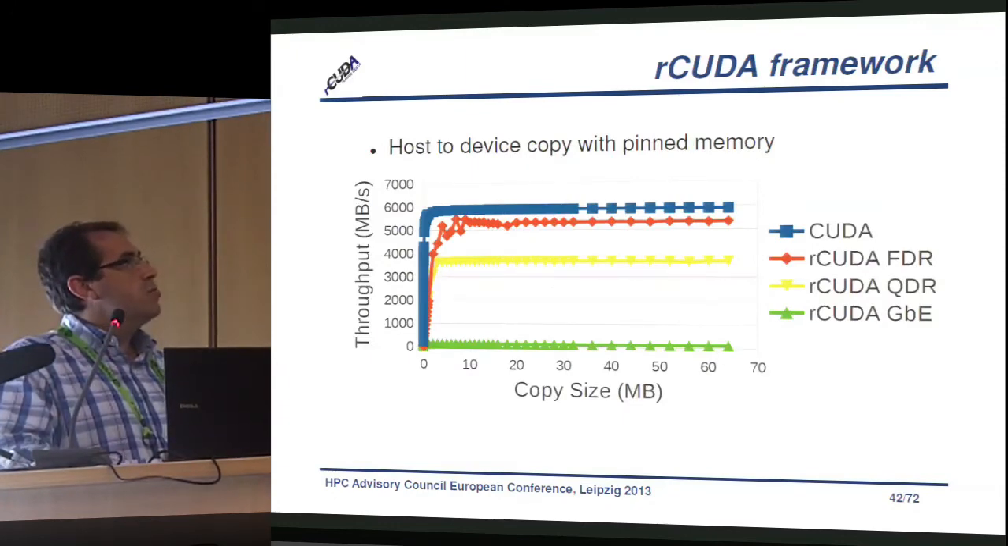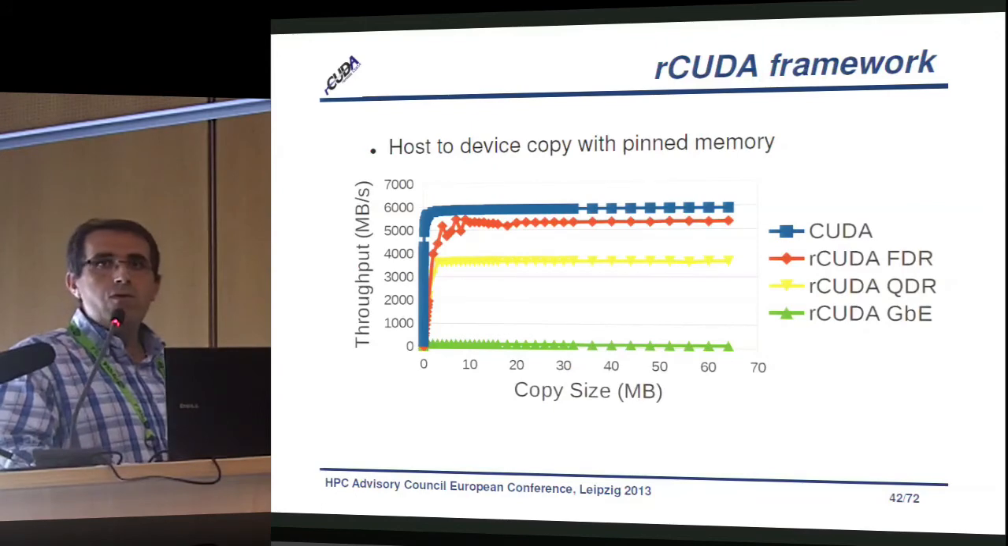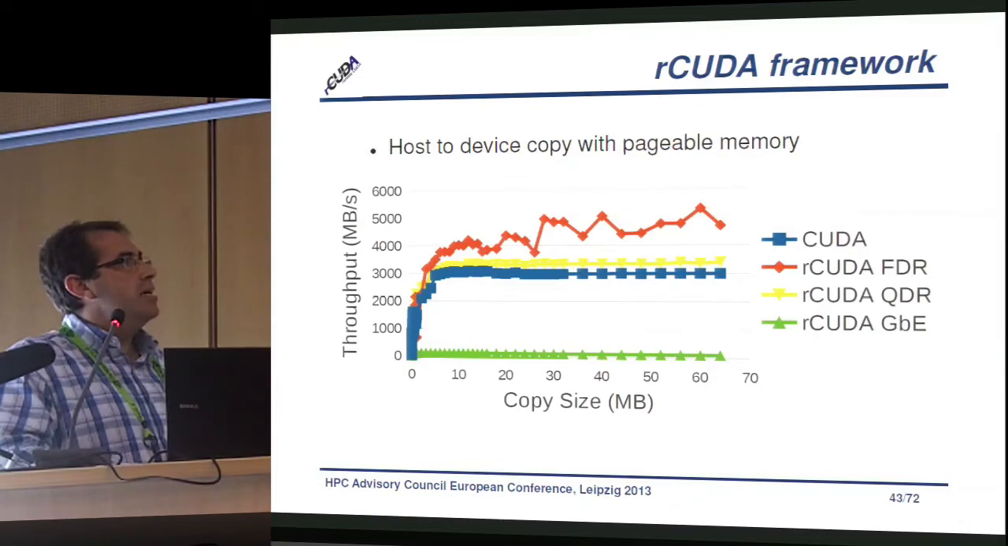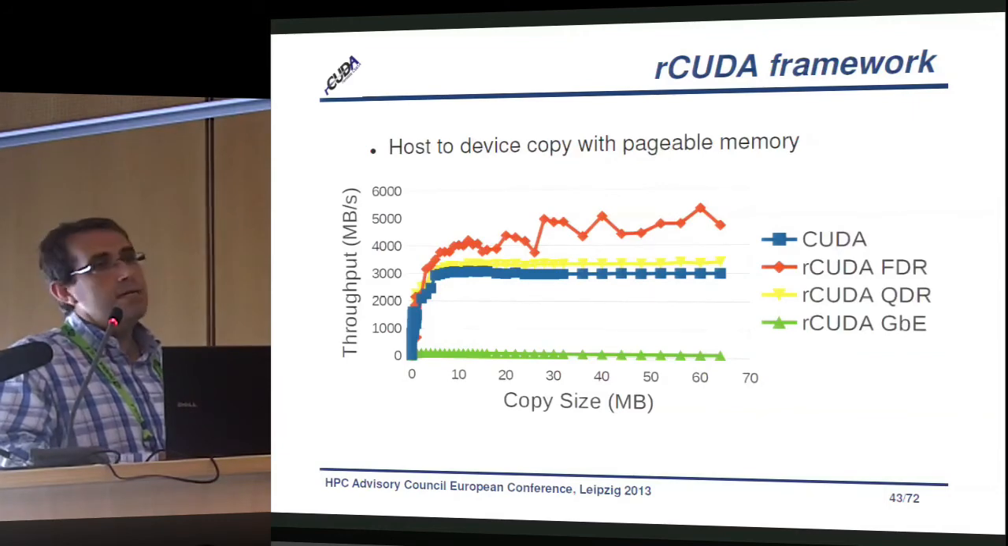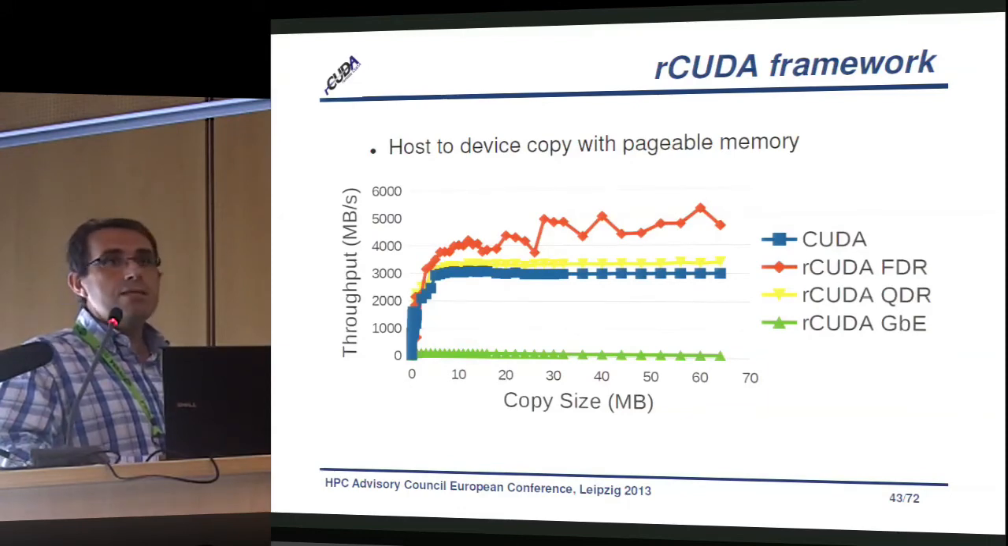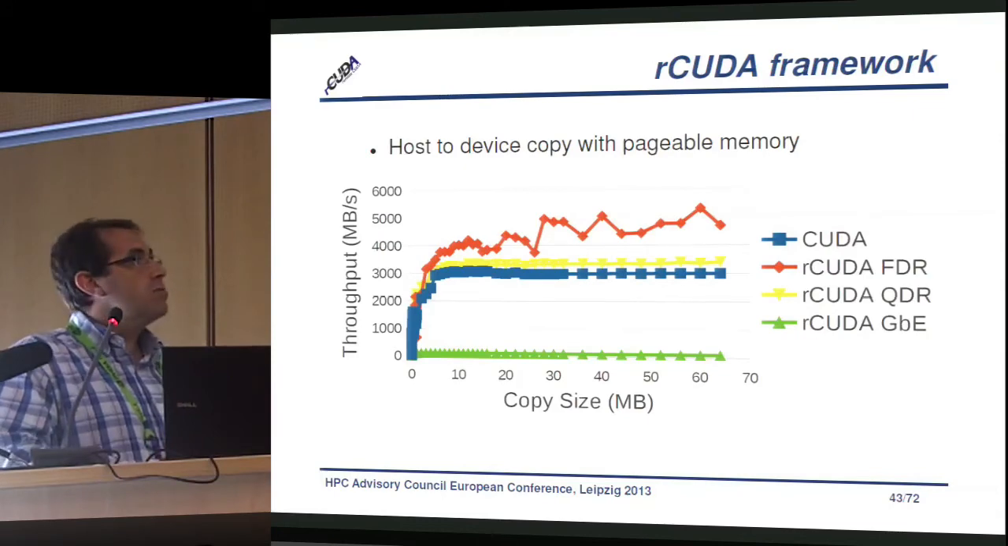This is the throughput we obtain with this 1 megabyte buffer with FDR and with CUDA InfiniBand and with gigabit Ethernet. We are very close to the throughput of CUDA for copying in local GPUs. This is with pinned memory in a host to device copy, and this is the host to device with pageable memory. Here we have an unexpected result that we are better than CUDA to the local GPU, and this is because we use pre-allocated buffers that help us to have better throughput than a local copy to a GPU.